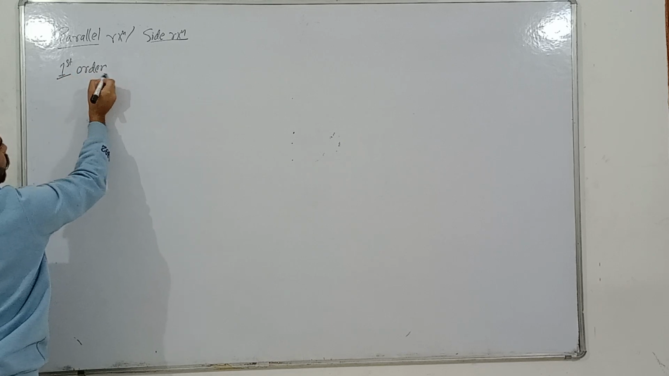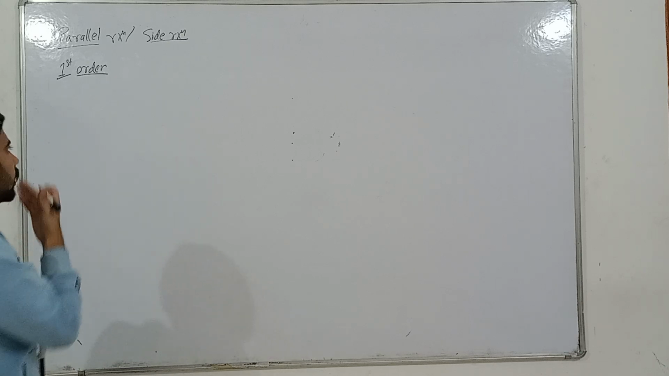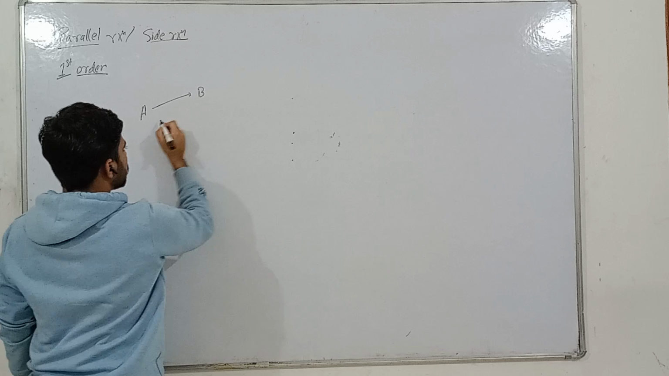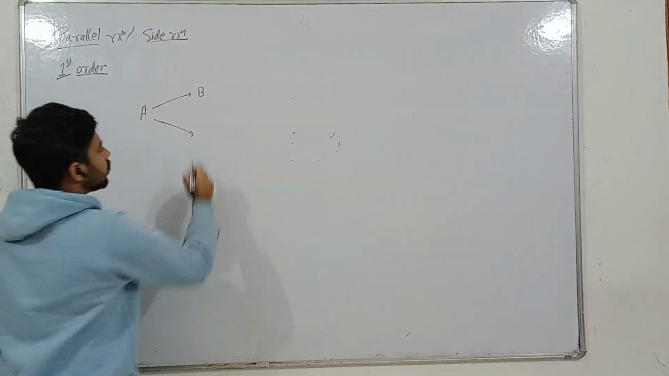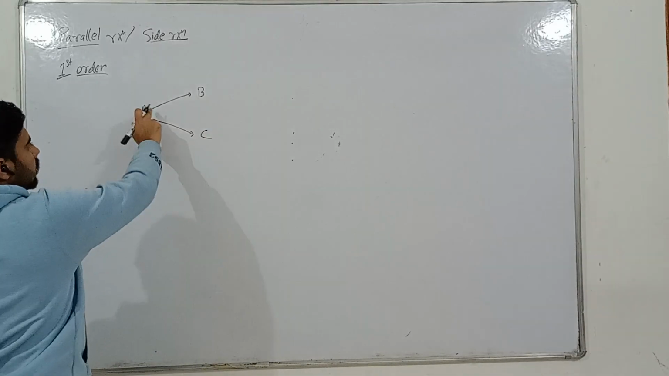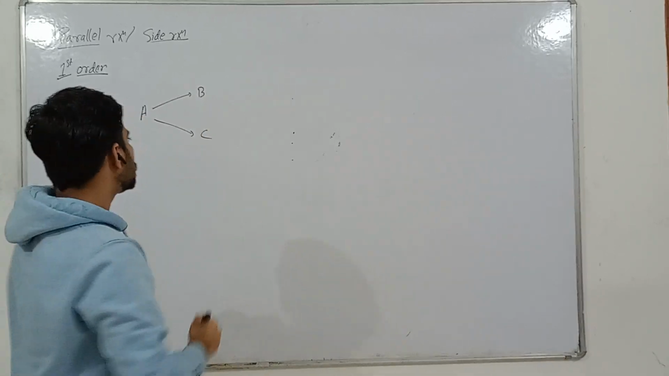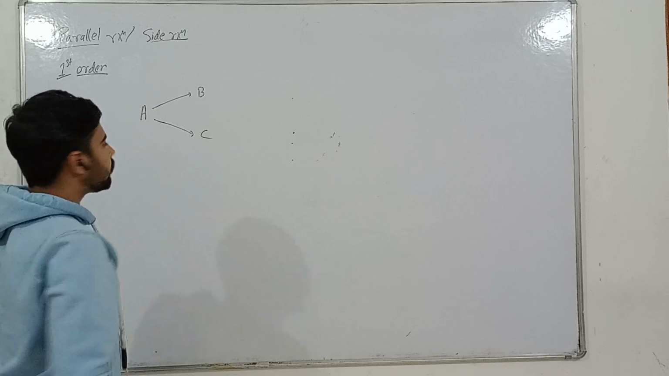This is your course syllabus. So, for example, we have A. This converts into B, and simultaneously A converts into C. This is a side reaction: A converts into B, and A also converts into C. This is the side reaction or parallel reaction.